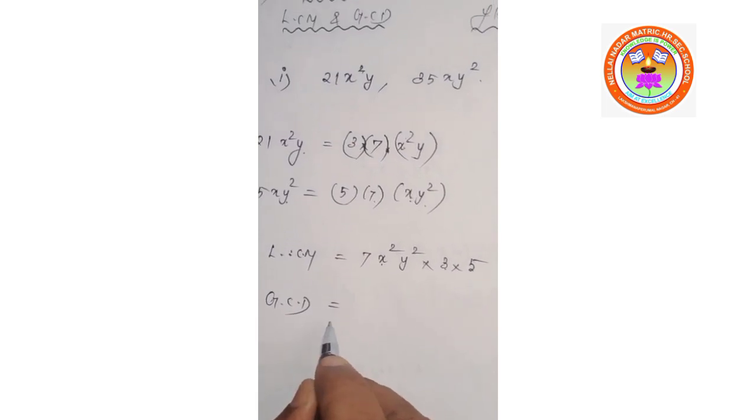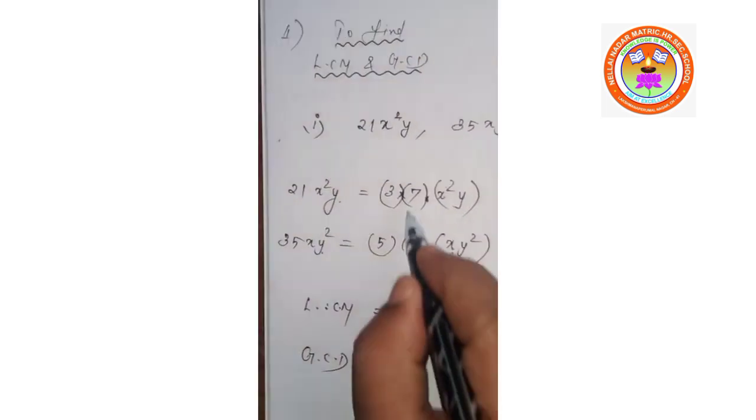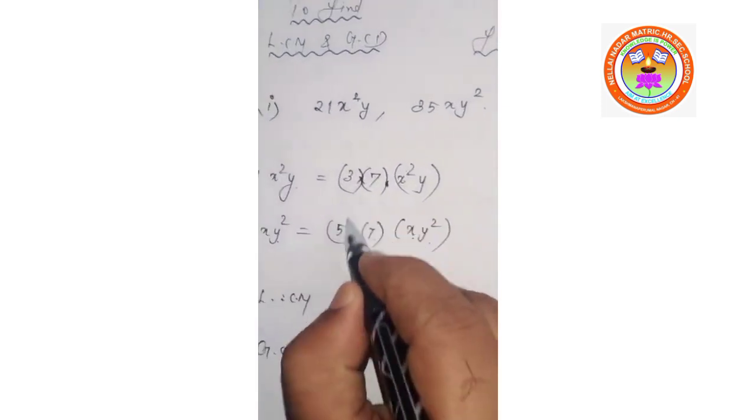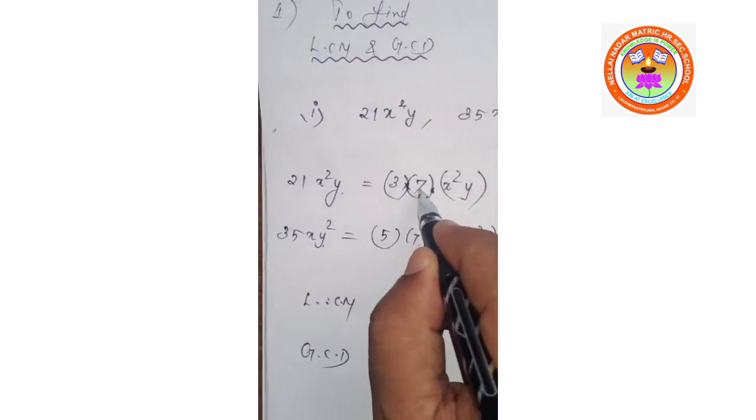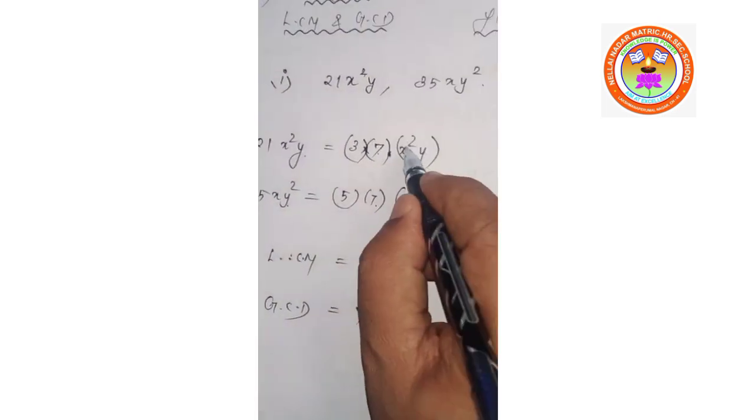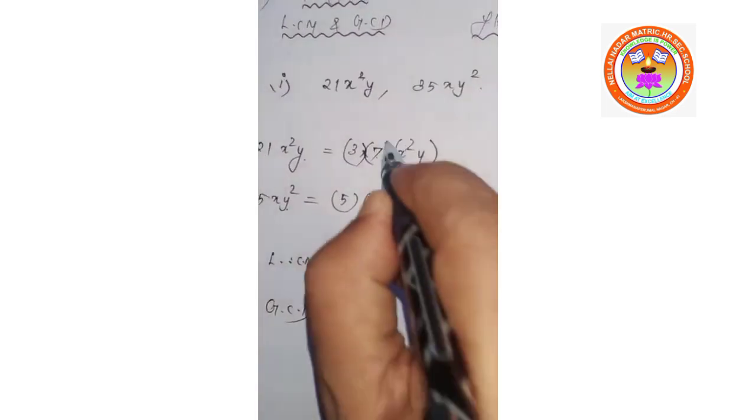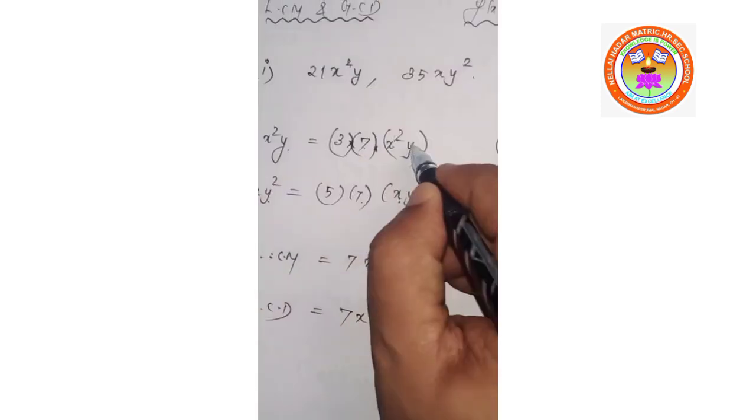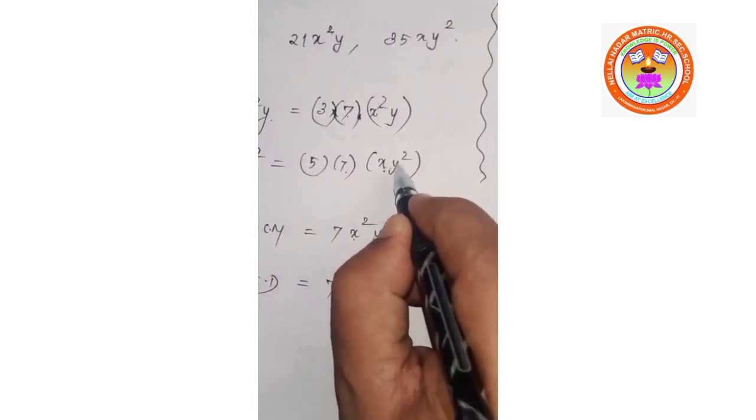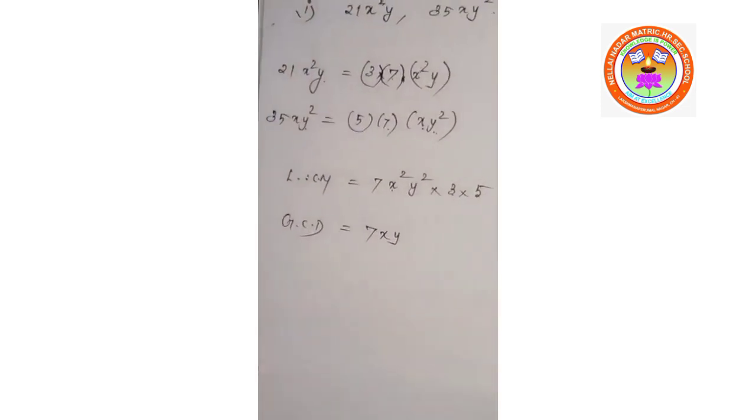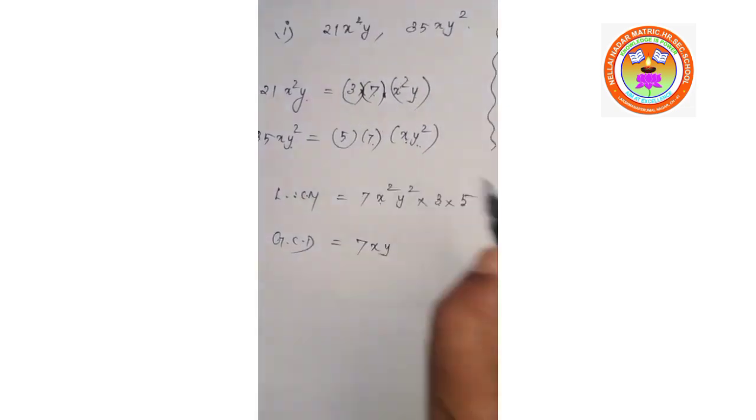Common only have to. 3 here, no 3 at all. Here 5, here no 5 at all. Here 7, here also 7. 7 common. X squared, x, which one is the least? X, that is common. Y squared, y, which one is the least? Y, that is common. 7xy, that is GCD. So LCM and GCD over, first part over.